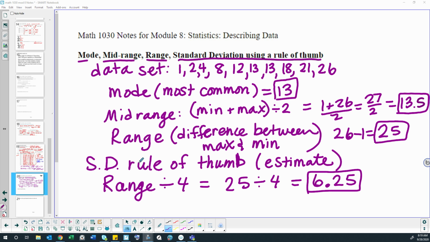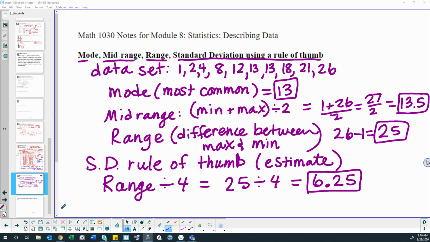And then the standard deviation rule of thumb is just a way of finding a quick estimate of a standard deviation. This would not be an accurate representation for things you want to be really accurate with, but it can give you a general idea. So that would just be to take the range and divide by 4. So in this case, we have 25 divided by 4, so the standard deviation is approximately 6.25.